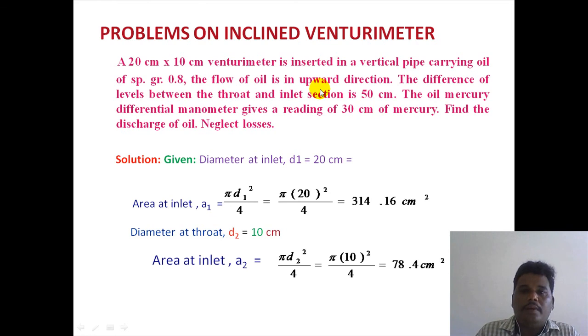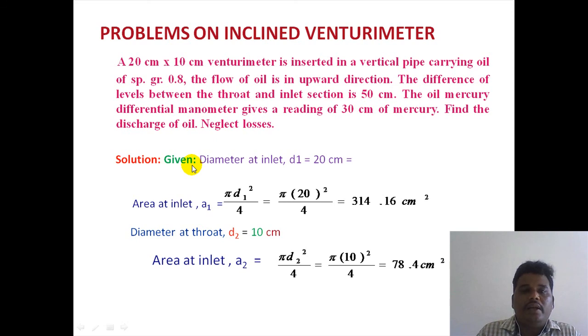The flow is in the upward direction. The difference of level between the throat and inlet section is 50 cm. The oil mercury differential manometer gives a reading of 30 cm of mercury. Find the discharge of oil, neglecting losses.